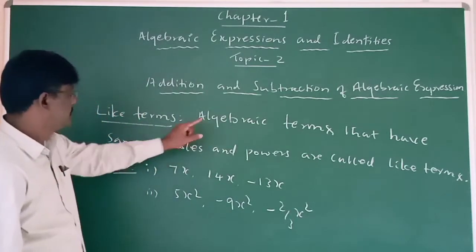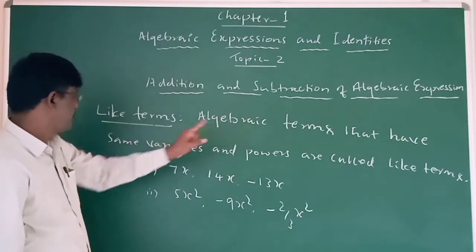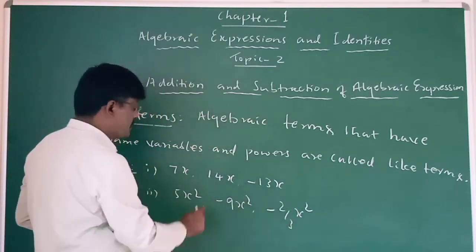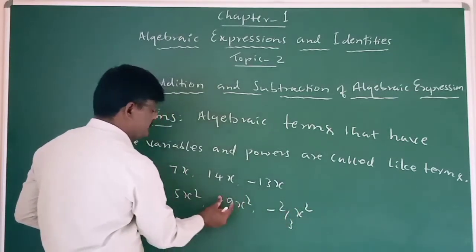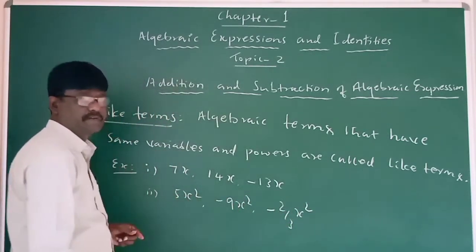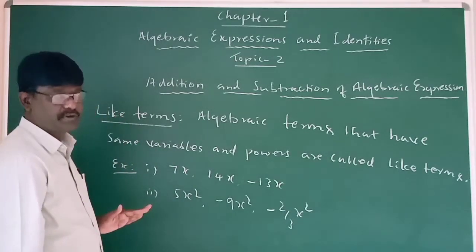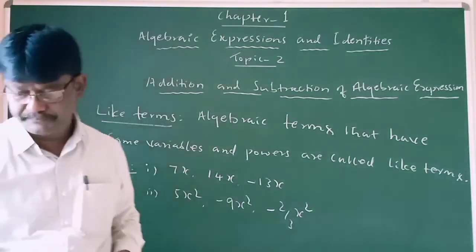Here, see this. What are like terms? Algebraic terms that have the same variables and powers, x square, irrespective of the numerical coefficients. Such we say what? Like terms. Next, we must have even the idea about what? Unlike terms.